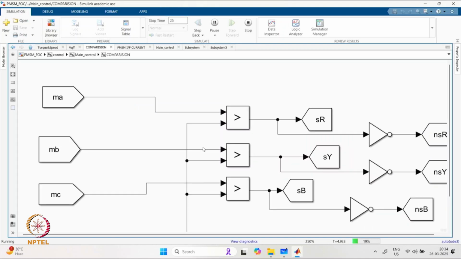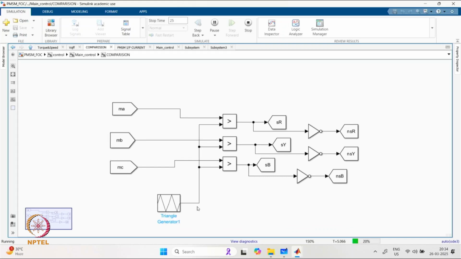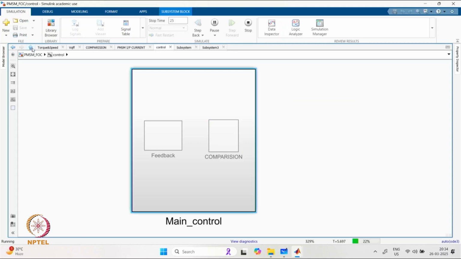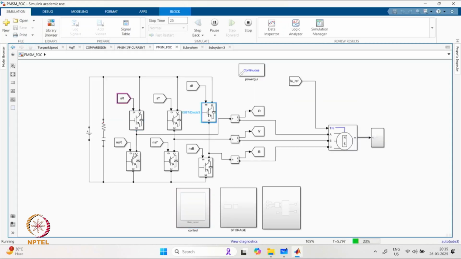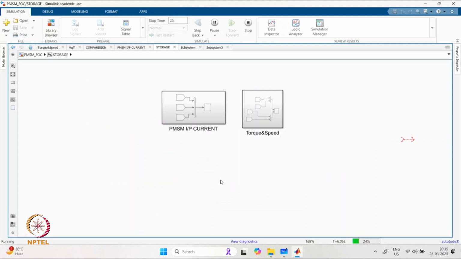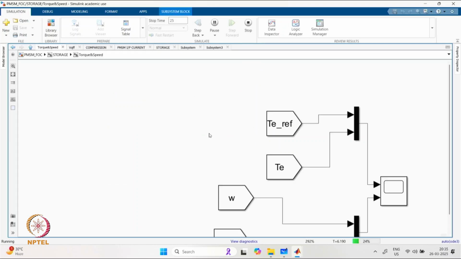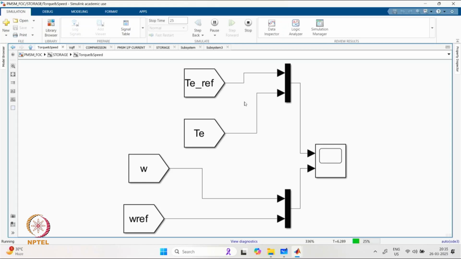These modulating signals are compared with the triangular carrier having a constant switching frequency of 8 kilohertz as stated earlier. So after the comparison, we are generating the gating pulses for the top and bottom devices, which are essentially fed to the devices shown over here, and then we have the appropriate measurements and plots. So if we try to see how the reference speed and then the required torque are being tracked, we have the response given in this manner.